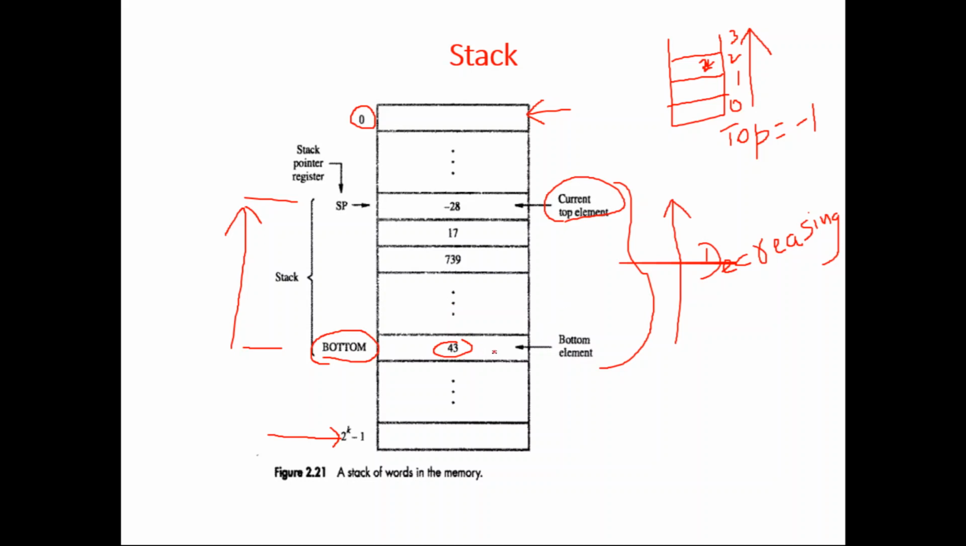Let us assume that the address of this bottommost element is 2000, and the address of the next element is 2004. Which means each location is of size one word, and one word is 4 bytes. So we assume that this is a 32-bit computer; 4 bytes is nothing but 32 bits. So the first word is stored in location 2000, and the next will be stored in 2004, right?